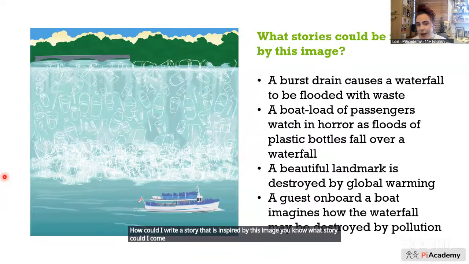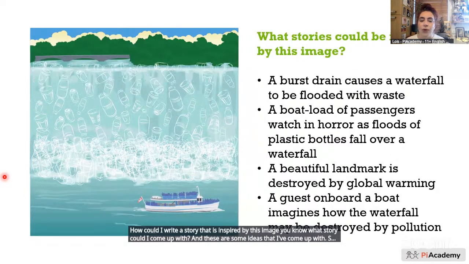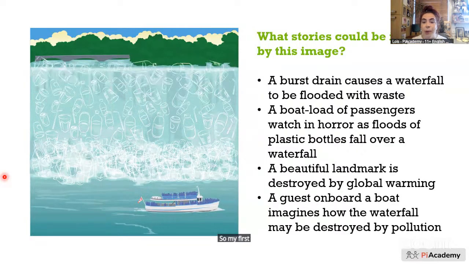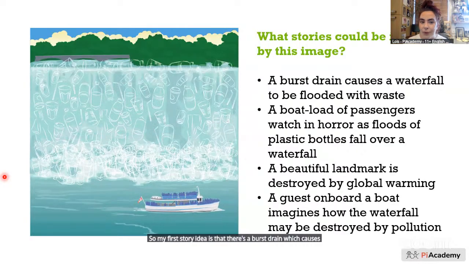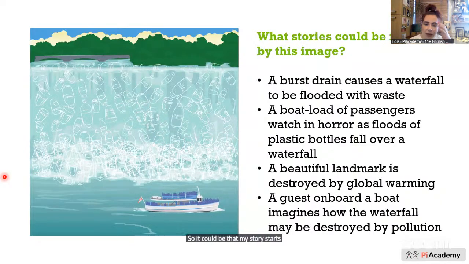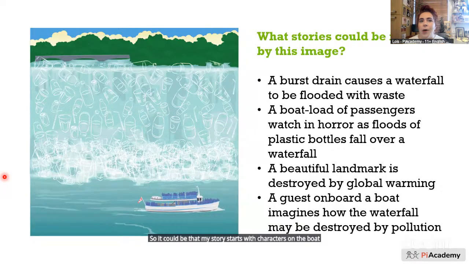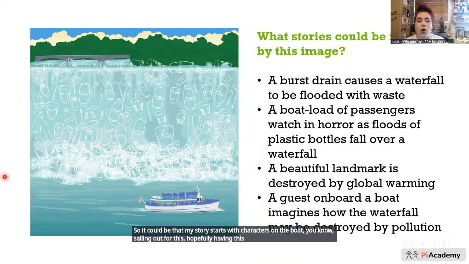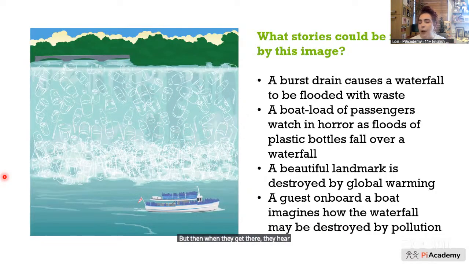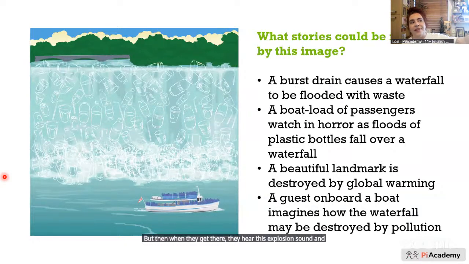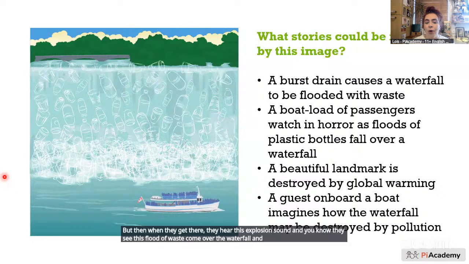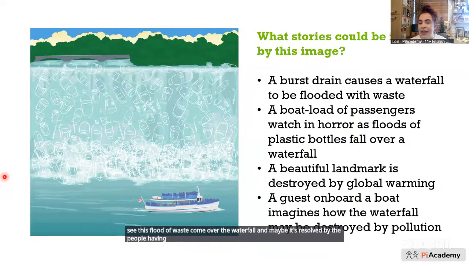And these are some ideas that I've come up with so you can see the kind of things that you could do. So my first story idea is that there's a burst drain which causes a waterfall to be flooded with waste. So it could be that my story starts with characters on the boat, sailing out, hopefully having this lovely tour of this waterfall. But then when they get there, they hear this explosion sound, and they see this flood of waste come over the waterfall, and maybe it's resolved by the people having to get out and help clean up or something like that.